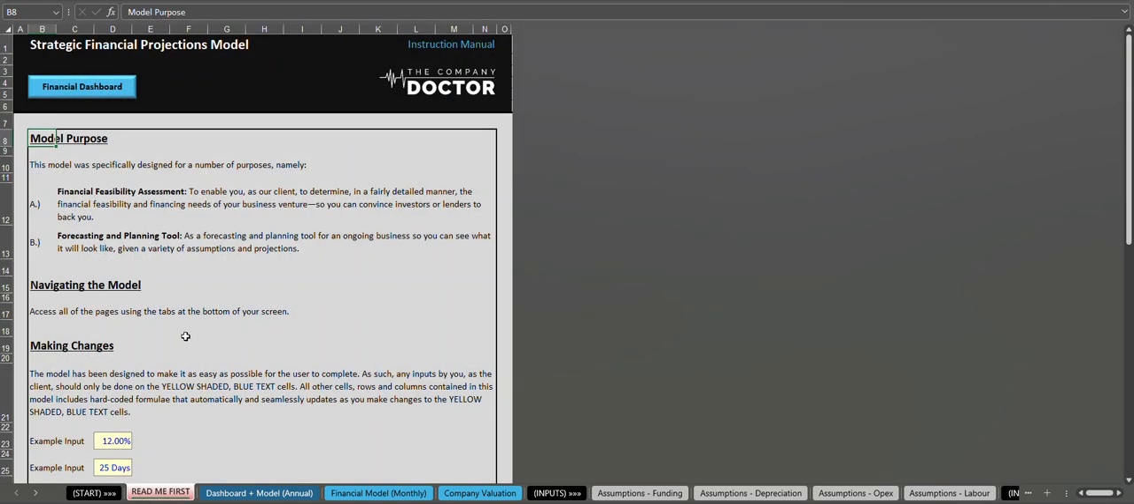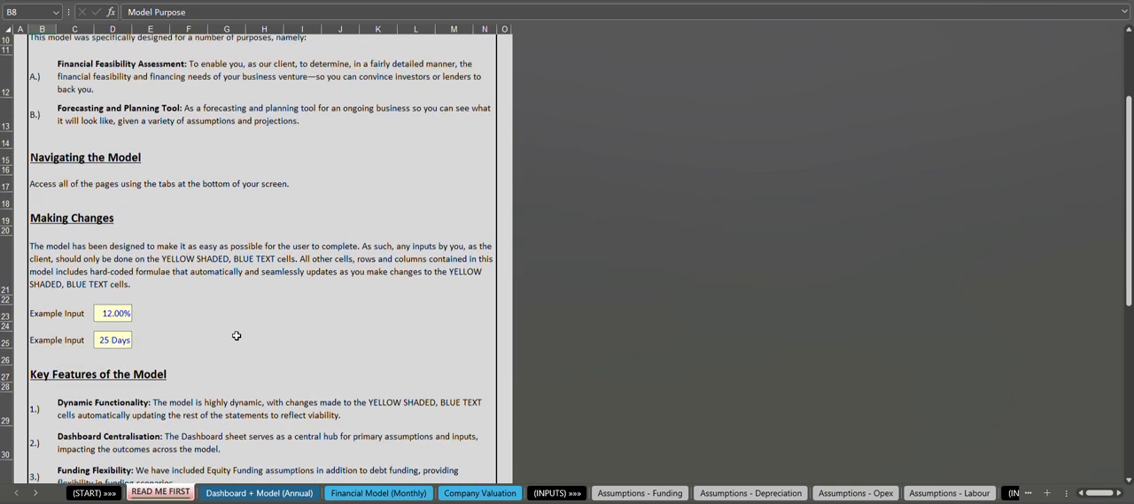So as a point of departure included in the model, we just provide whoever the user is with a broad overview of what they can expect in the model. Primarily throughout the model, the purpose is for the user to input their various assumptions to test the viability or financial feasibility of the model. And how we guide our users is wherever they see the yellow shaded blue text cells, that is where they can overwrite and input their own figures there, which will automatically drive the rest of the model.